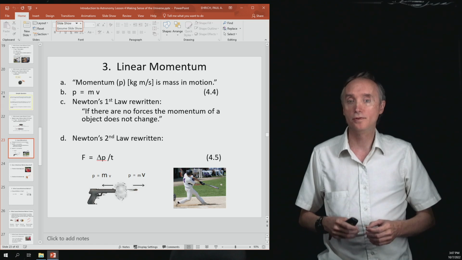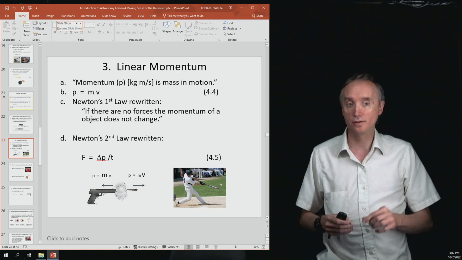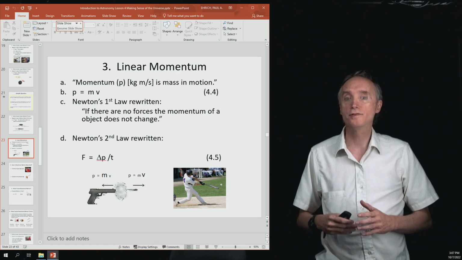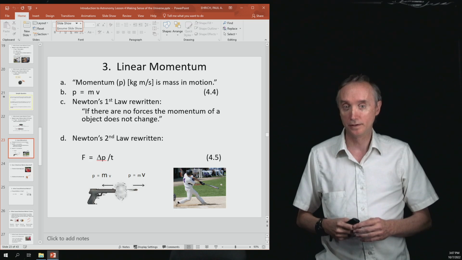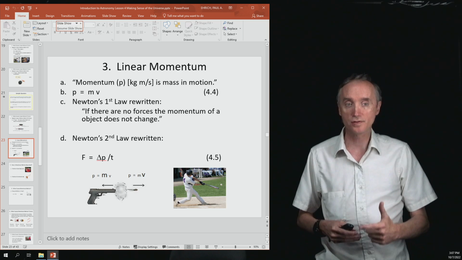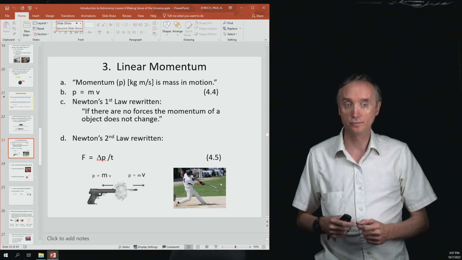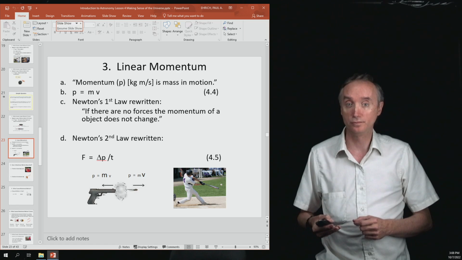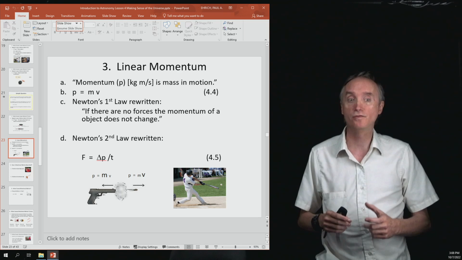Imagine that at first the bullet is still in the gun and the gun has not been fired yet. What's the speed of the gun and the bullet? It would be 0. It's not moving. So what's its initial momentum? 0, since 0 times anything is 0. If the gun's just sitting there, it has no momentum. According to Newton's first law of motion, if there are no forces acting on the system, then the momentum isn't going to change. Now let's fire the gun.